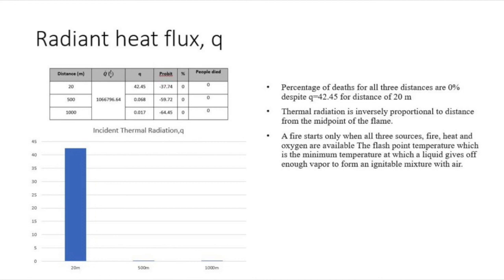For this, theoretically, thermal radiation is inversely proportional to the distance from the midpoint of the flame, and a fire can only start when all 3 resources, which is fuel, heat and oxygen, are available. This also relates to the flash point temperature of the substance, where flash point is the minimum temperature at which a liquid gives off enough vapor to form an ignitable mixture with air. The flash point of VCM is negative 78 degrees Celsius, and it is lower compared to EDC. Therefore, we can conclude that VCM is more flammable compared to EDC.